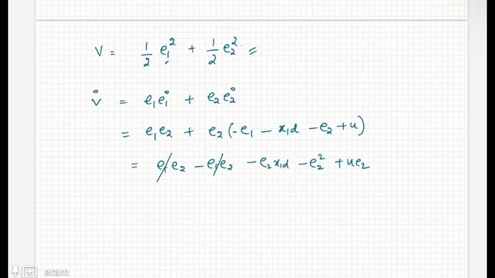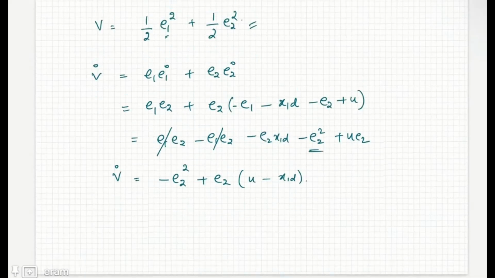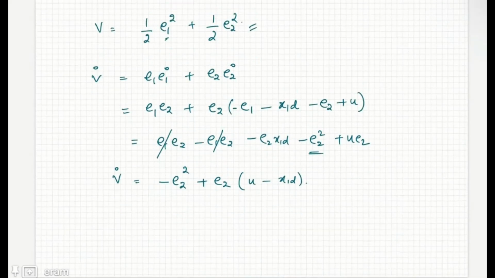So here these terms cancel out, and this is a negative term, so that is good to us. And then we have some sign indefinite term, which is e2 times (u minus x1 desired). Now the objective is to make this Lyapunov derivative negative definite, such that our V will be decreasing and converging to 0, and when V converges to 0, that is only possible when both e1 and e2 converge to 0, because we have constructed V as a positive definite function of e1 and e2.